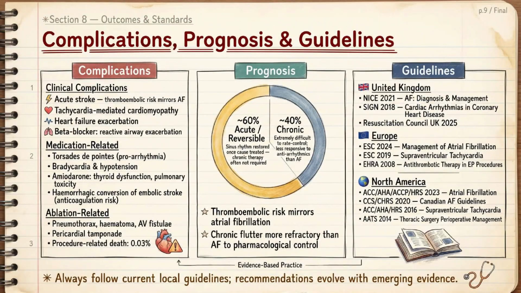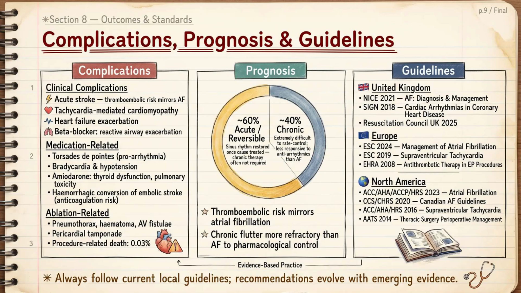We must be vigilant about complications. If left untreated, chronic high heart rates can lead to tachycardia-mediated cardiomyopathy. Essentially, the heart muscle wears out from overwork. Also, watch out for the amiodarone trap. While effective, long-term use can damage the thyroid and lungs.